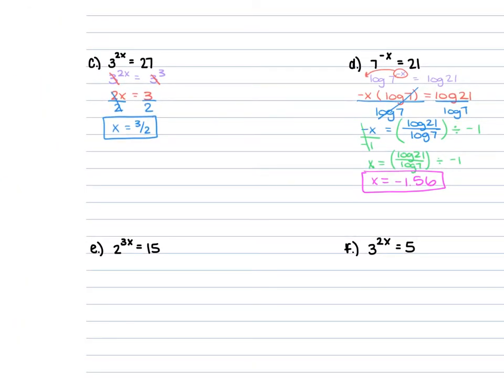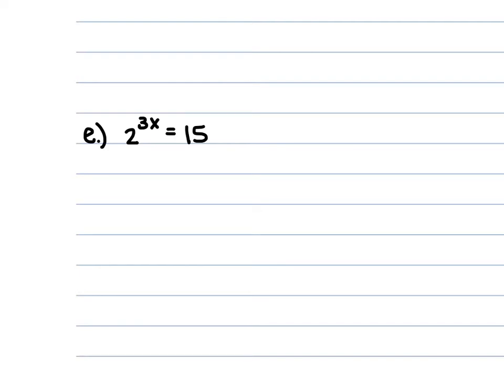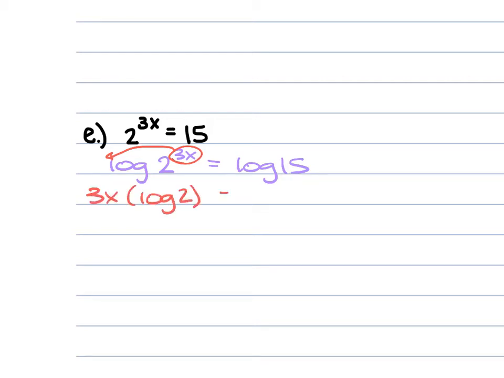For E, we have 2 to the power of 3x is equal to 15. Again, that 15 can't be turned into 2 to a power of something, so we're going to take the log of both sides. So log 2 to the power of 3x is equal to log 15. The 3x will go in front of the log and be multiplied, so 3x times log 2 is equal to log 15. We divide each side by log 2.